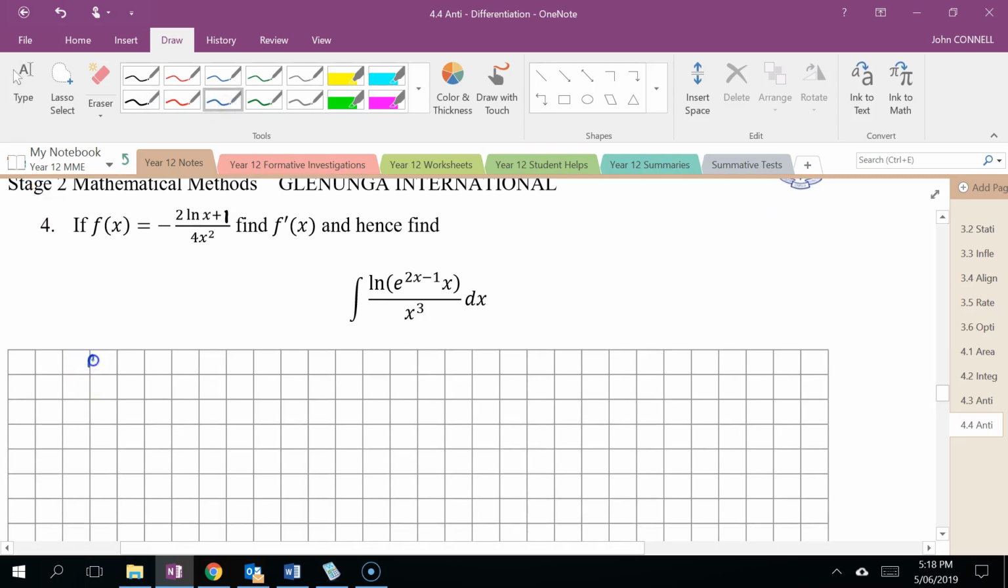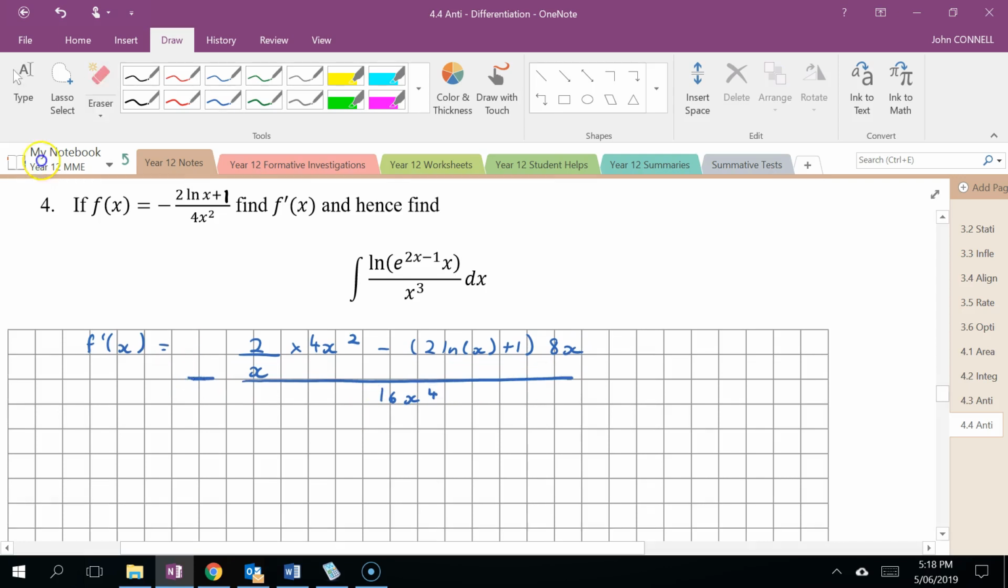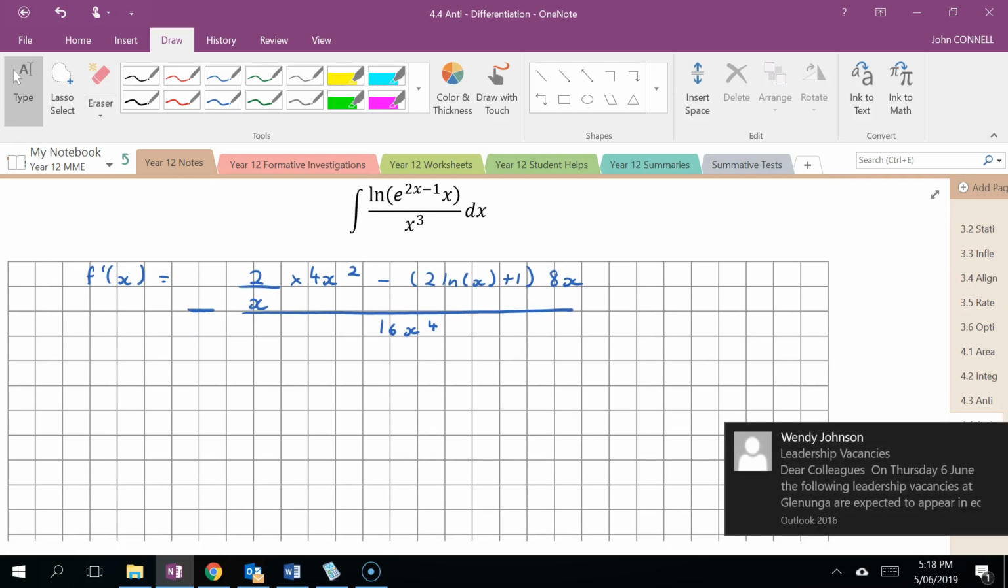So I'm going to have to find the derivative, so f dash x. Now I'm just going to leave that negative out the front, and then it's going to be the derivative of 2 ln x plus 1, so the derivative of 2 on x times by the bottom function, so times by 4x squared. Then take 2 ln x plus 1, and then times by the derivative of the bottom, which is 8x, and now that's going to be all over 16x to the 4. Now this negative sits out the front of everything, so I'll just put it down on that line, out the front.